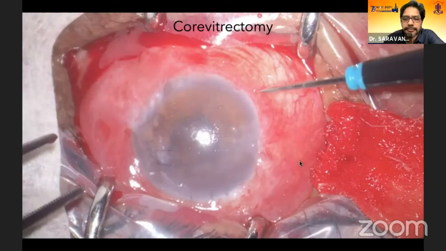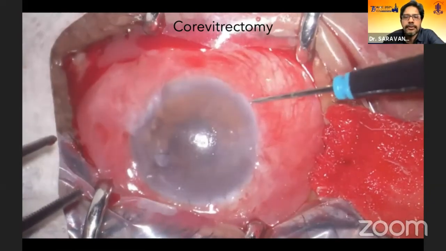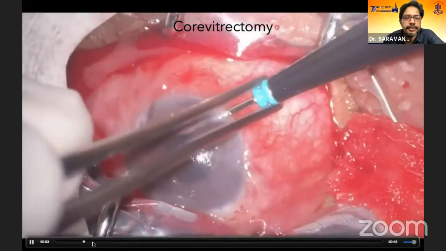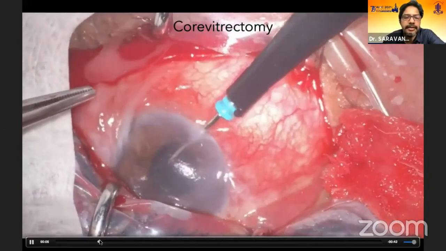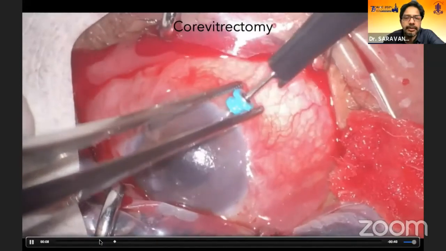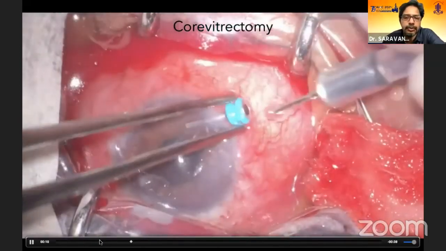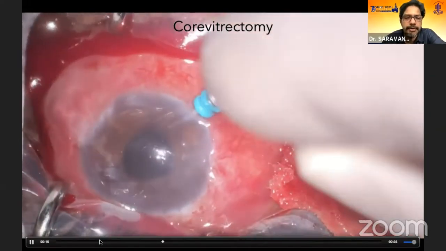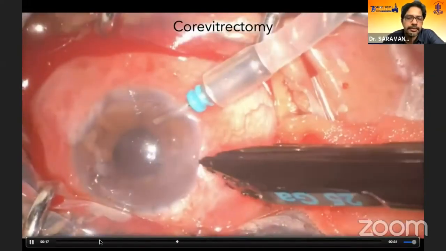Yes, a few slides. So this is showing the core vitrectomy in progress. When there is significant corneal edema, we use an AC infusion. We don't want to place the infusion in the subretinal or suprachoroidal space. Sometimes you place the infusion in the anterior chamber to prevent iatrogenic injury to the posterior segment structures.